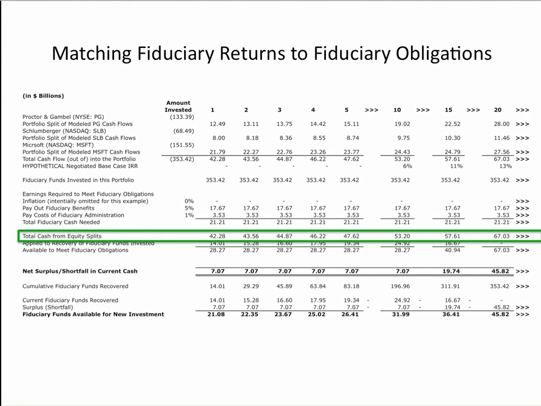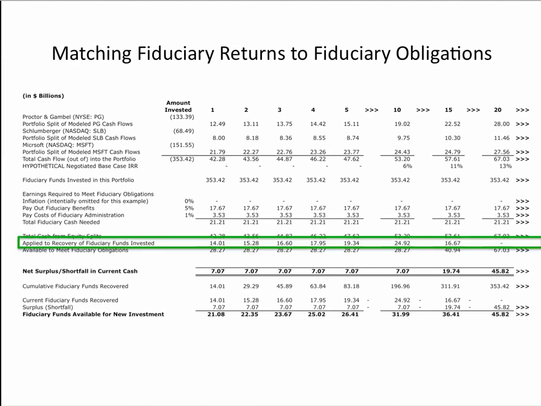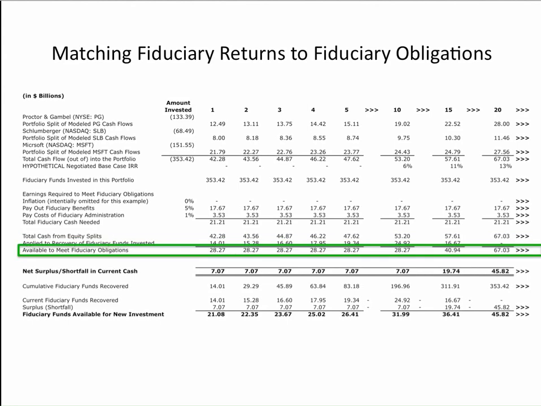So here we bring down the total cash splits pouring into this portfolio each year and apply a portion to a planned program for recovering invested corpus, with the remainder being available to pay fiduciary obligations. This is what we mean by matching fiduciary returns to fiduciary obligations.